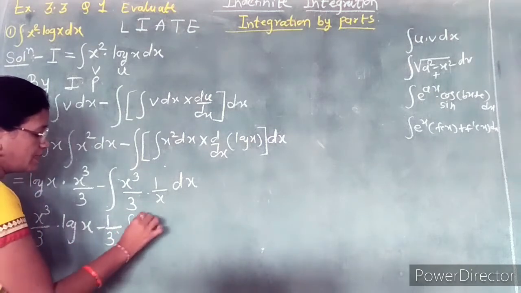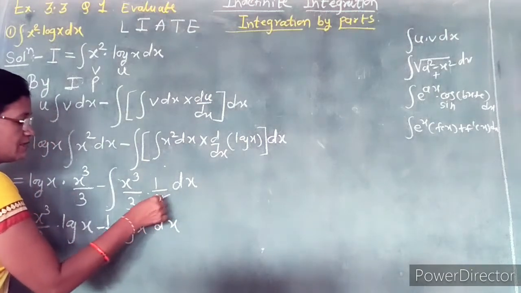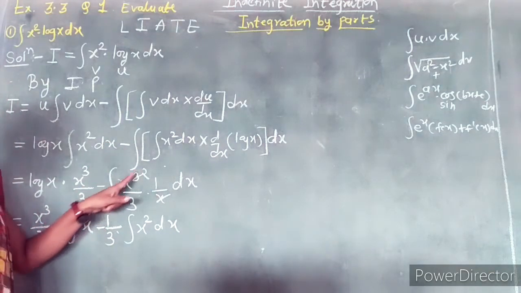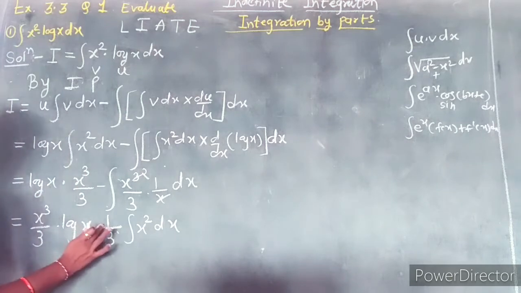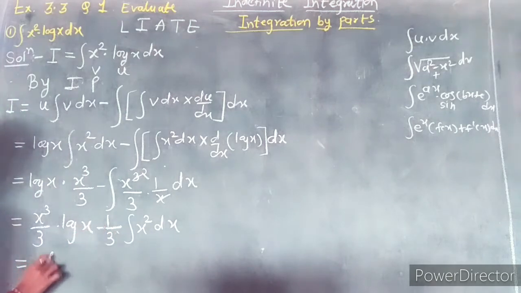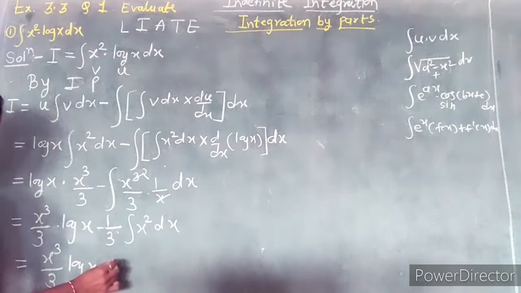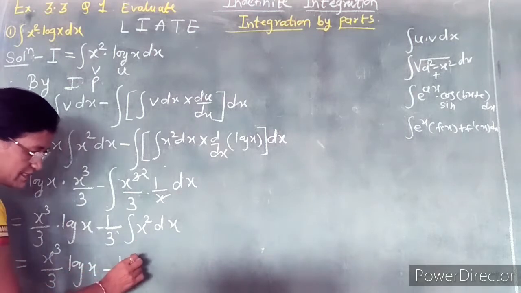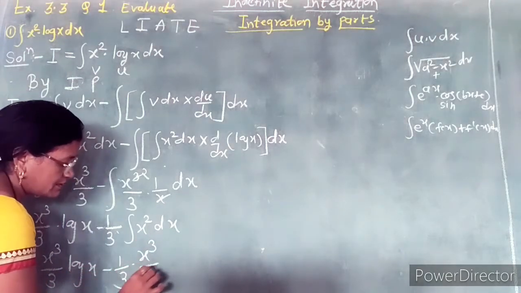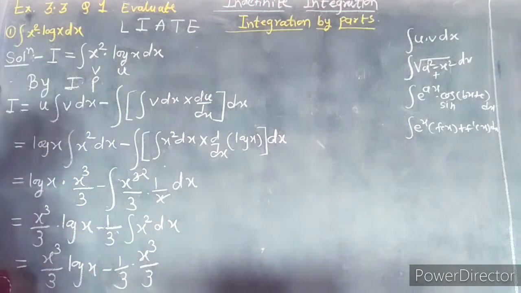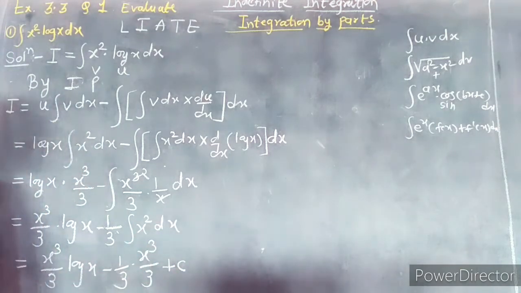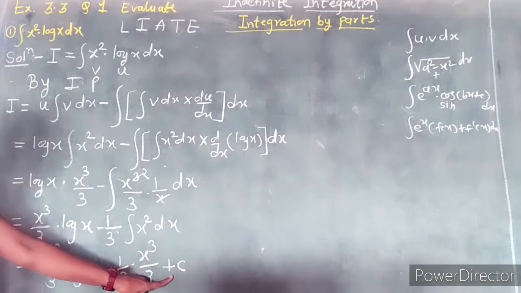We find the integral of x square with respect to x. One of the x is cancelled here, 1 by 3 is constant. So we get the value x cube upon 3 times log x minus this 1 upon 3, which is the constant, times the integral of x square, which is again x cube upon 3. At the last step, for the whole evaluation of the integral, we add the constant of integration. So c is added here.